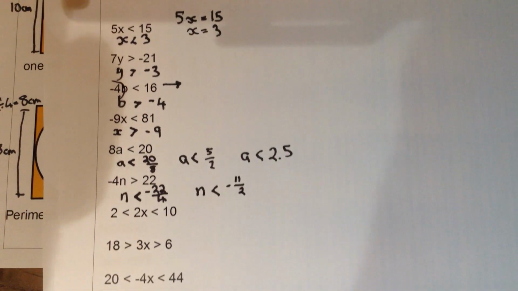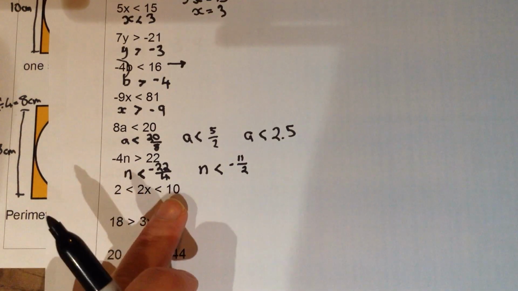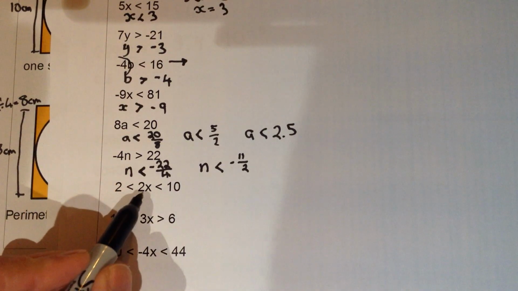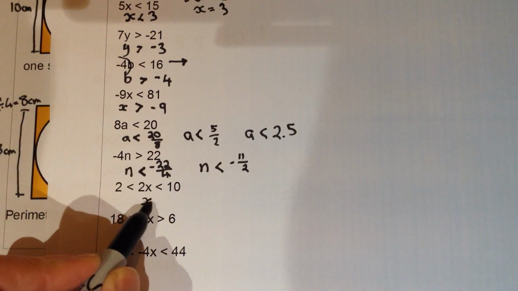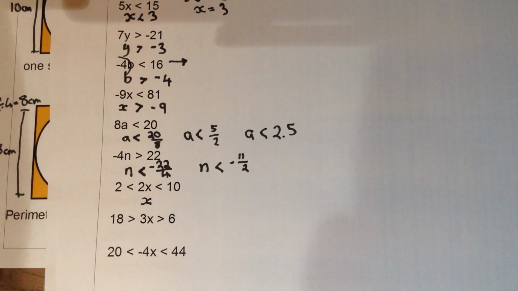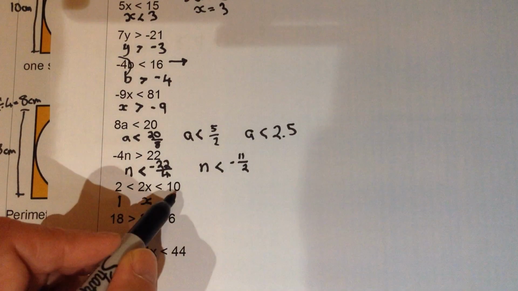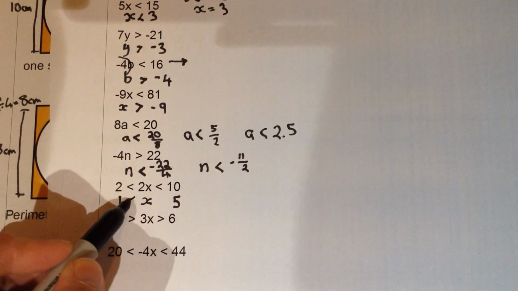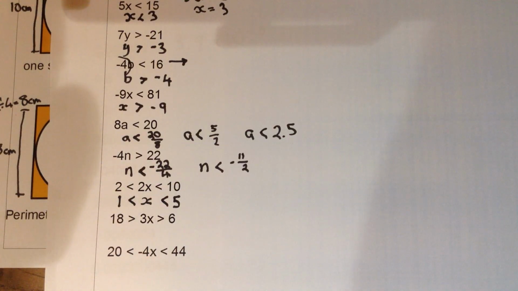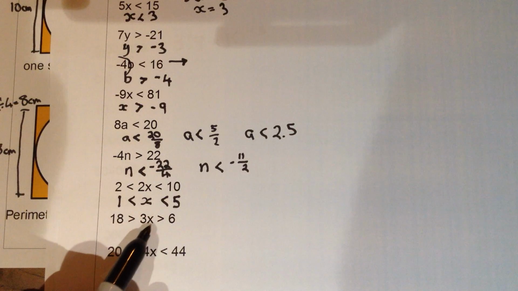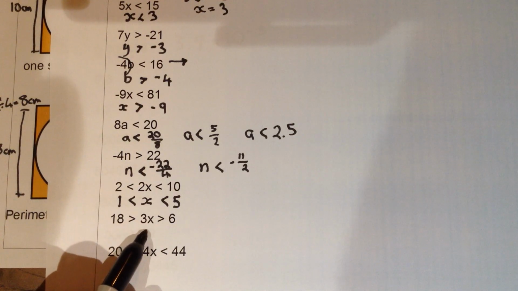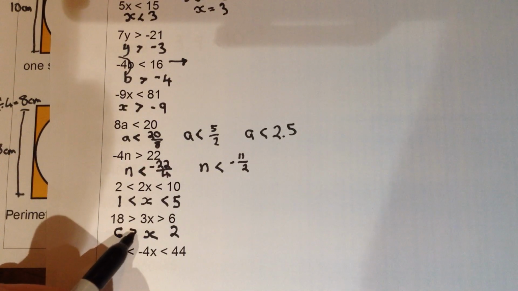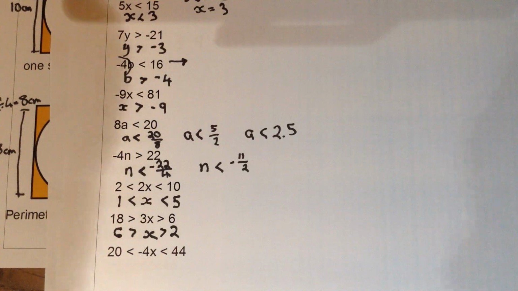For the next set of inequalities, we have got numbers on either side of the algebraic expression. We still do the exact same thing. So if I divide by 2 to get x, I would have to divide both numbers by 2 as well. 2 divided by 2 is 1. 10 divided by 2 is 5. Because it was just a normal positive 2, no need to change the signs. For this one, to get x on its own, I would have to divide this by 3. So I'd do the same to either side, and the signs would not have to change because I've just divided by a normal 3.